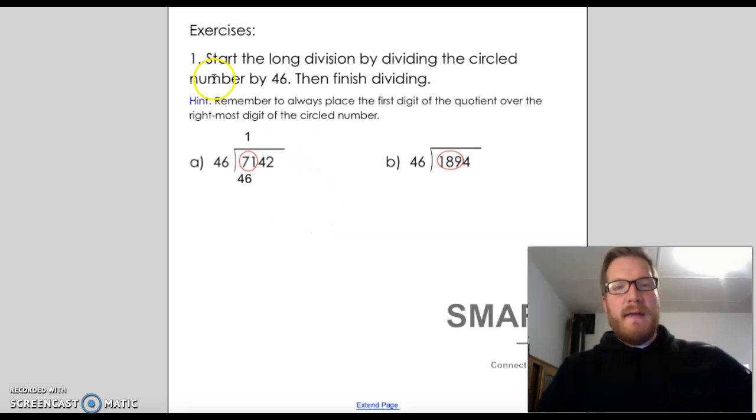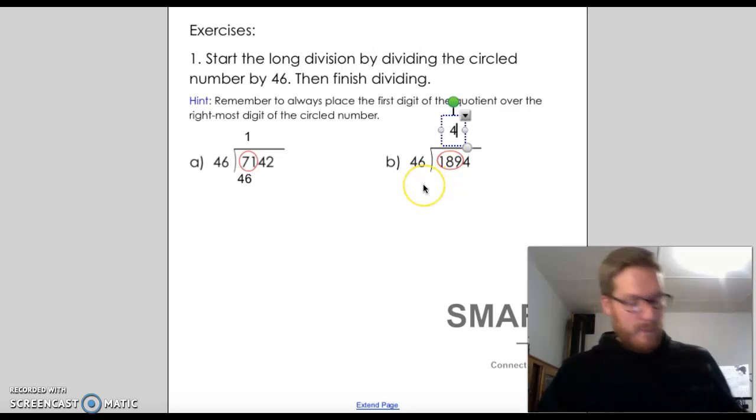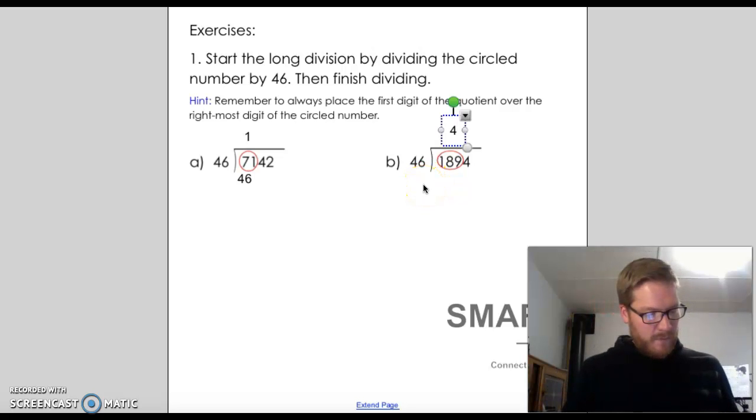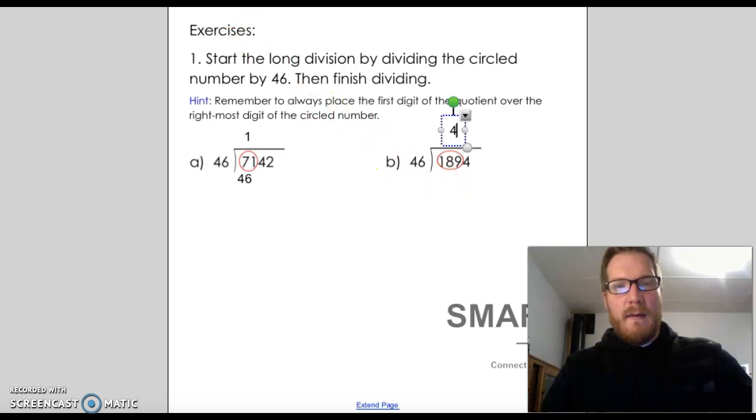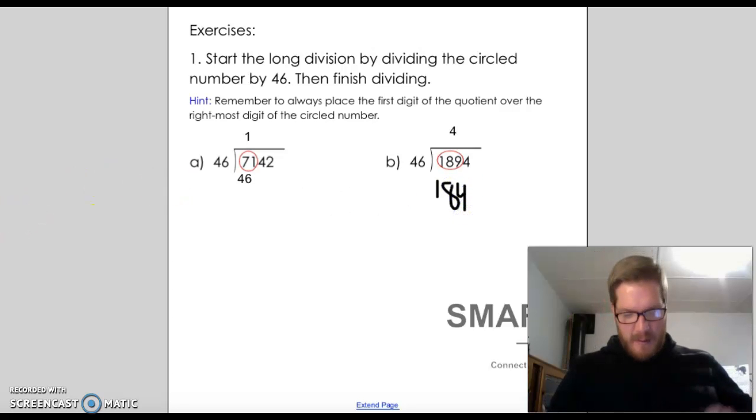So the exercises here say to start the long division by dividing the circled number by 46, then finish dividing. So I have here 46 going into 71 one time, which is 46. Here I have 46. I would like 46 to go into 189. I think maybe 4 times is reasonable as my guess. So then I do 46 times 4, which gives me 184, which would give me a difference of 5, which is a good estimate. So at that point, nope, not yet, sorry.